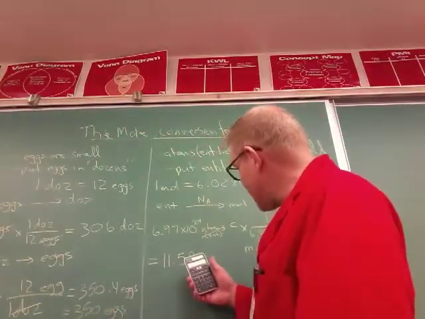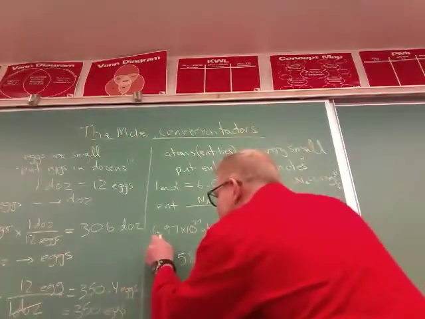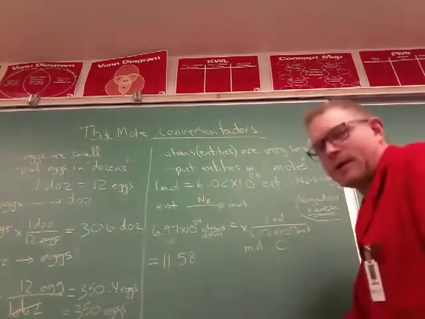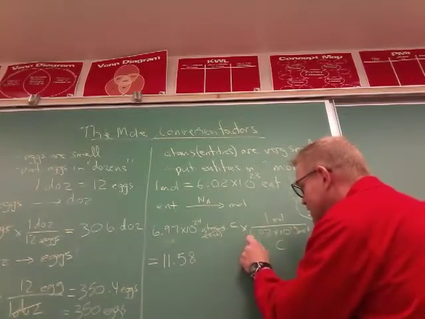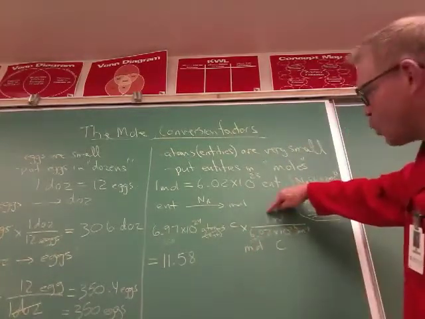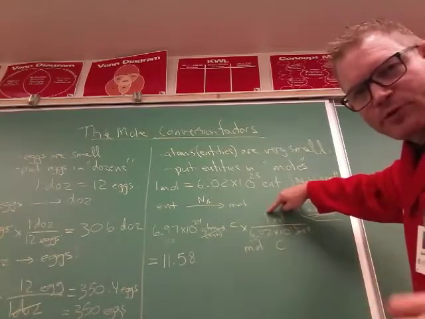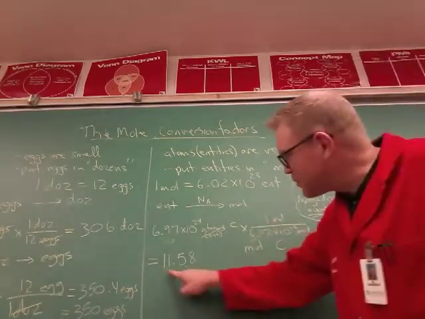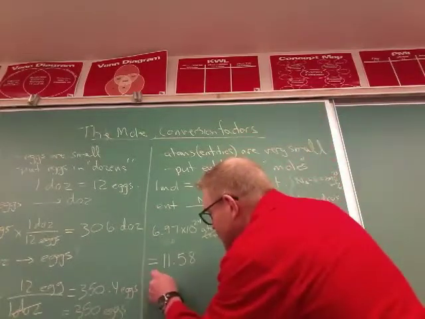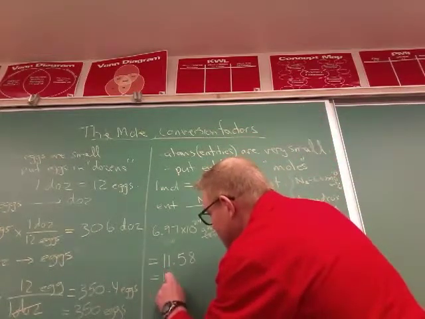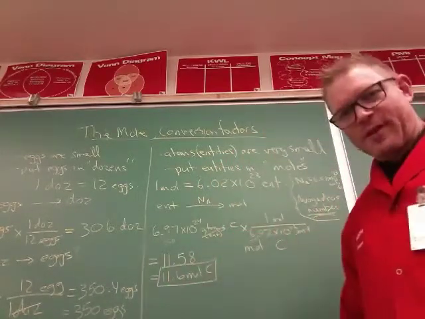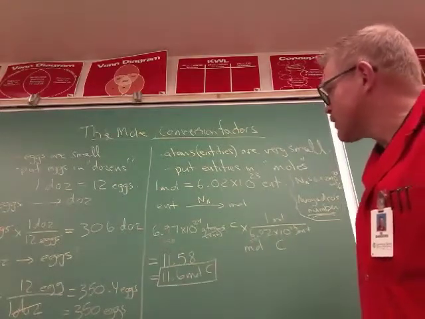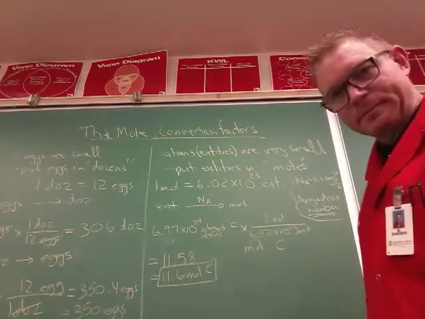So 11.58 moles. Let's take a look at our significant digits. This has 3 significant digits. That's the way that number was measured. This also has 3 significant digits, 6.02. This 1 is a whole number. We don't even count those. It's perfect. It's exactly 1. So I need to round this to 3 significant digits. So the proper way to do that is 11.6 moles of carbon, and there's the final answer for that. So that's how we can go from entities to moles.